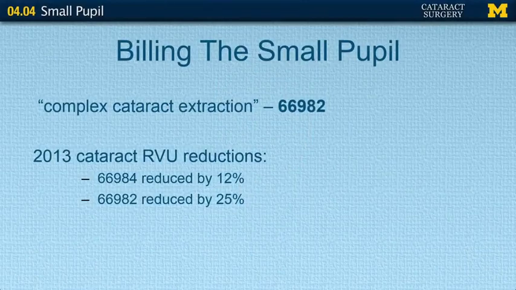As some of you may be aware, this year in 2013, there have been some reductions as far as the reimbursement of cataract surgery, and the complex cataract extraction is one of those types of cataract surgery that has seen a reduction in RVUs.